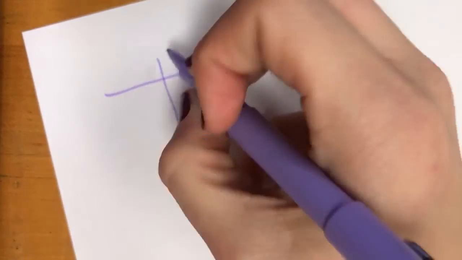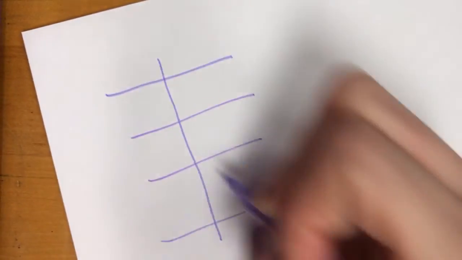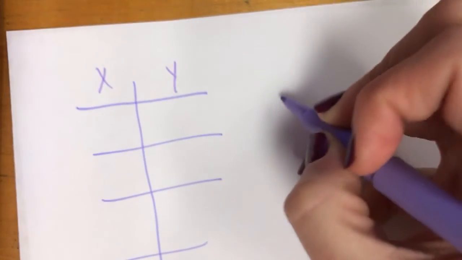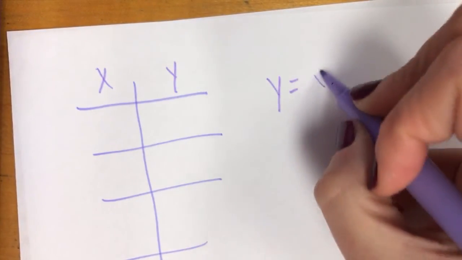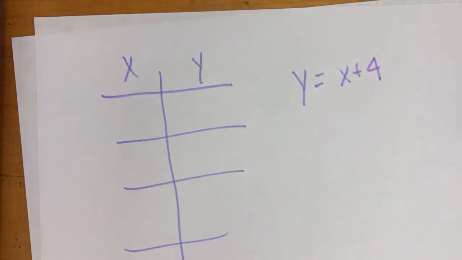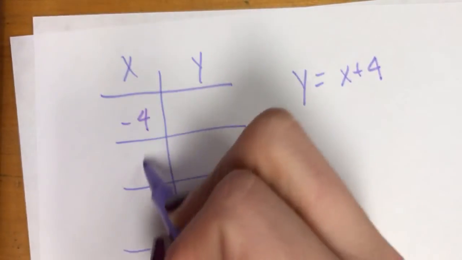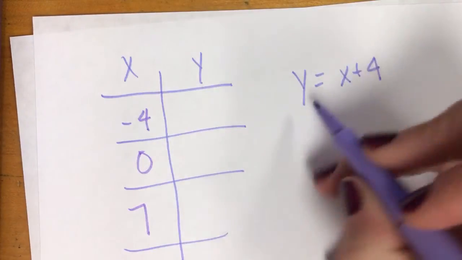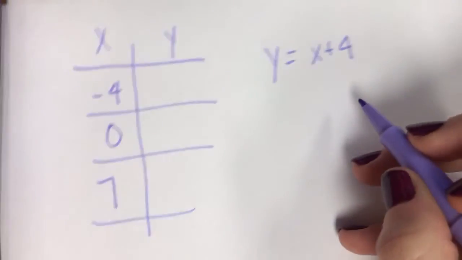Okay, the last thing that you should be able to do is plug in and get corresponding input and output values for a table. So if we have a function table, and we are given the function rule, maybe y equals x plus 4, okay, and it asks us to plug in some values, we should be able to take that value and plug it in for x.